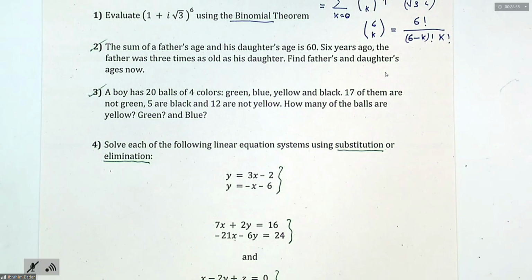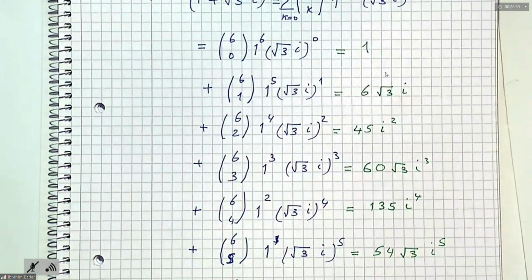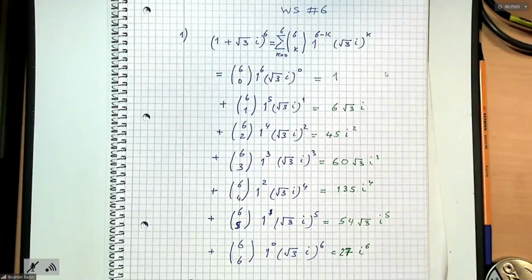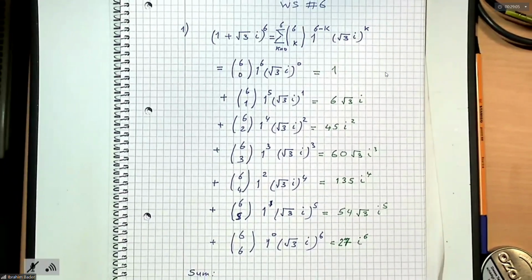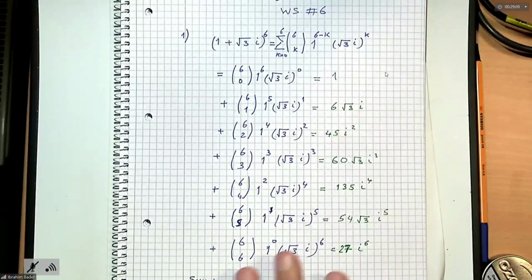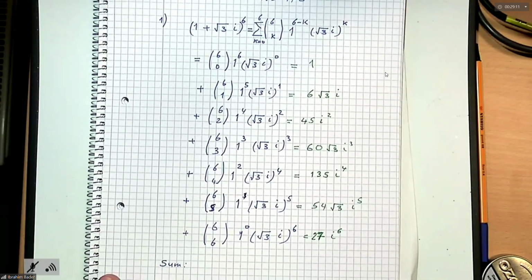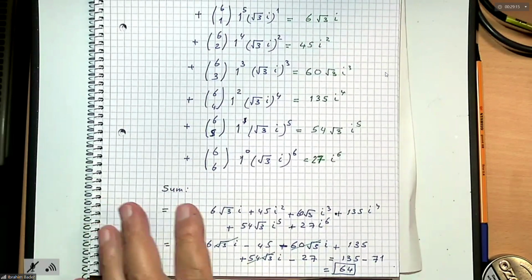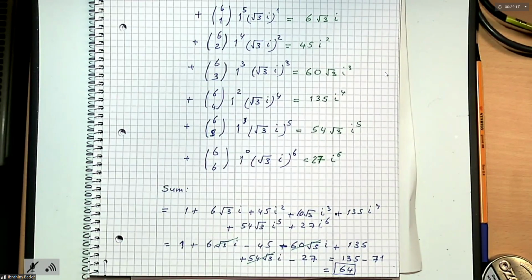So did you solve question number 1? So here is the solution. If you like, it's too long, I will upload it. No problem. So here, i to the power 3 is equal to negative i.